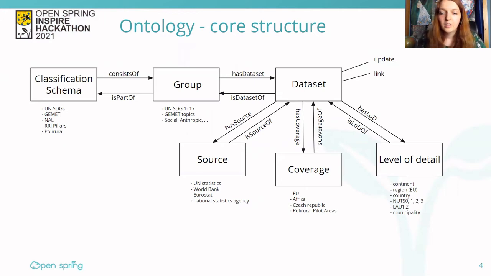In the picture, you can see the diagram of the core structure of the ontology. There are the main defined concepts of attractiveness, also with their properties and relations between them. As you can see, the classification is focused mainly on the data, their sources, coverage, level of detail, and update. However, the ontology also includes general classification schemas such as United Nations SDGs, GEMET or NUTS taxonomy, as well as a PolyRural classification. These classifications consist of various groups.